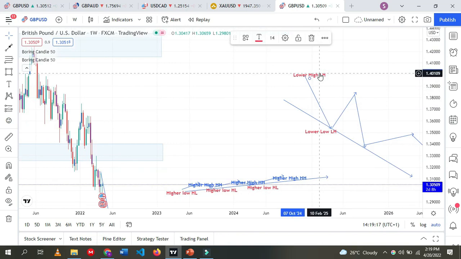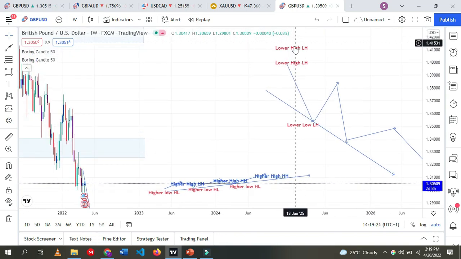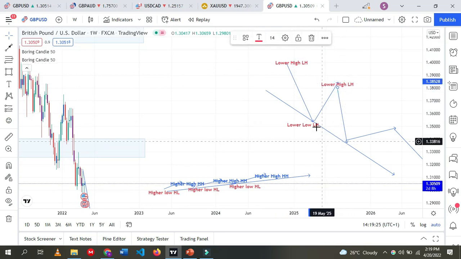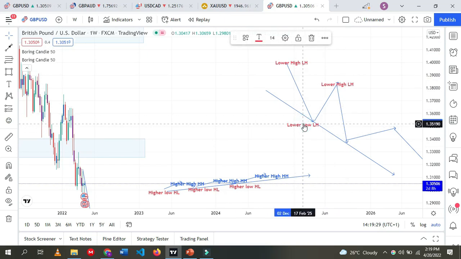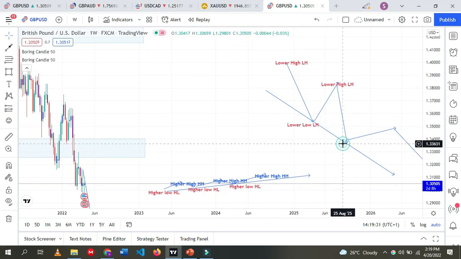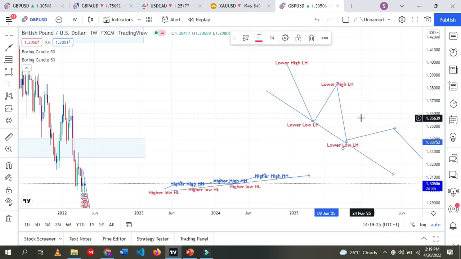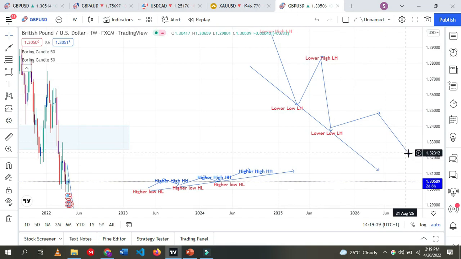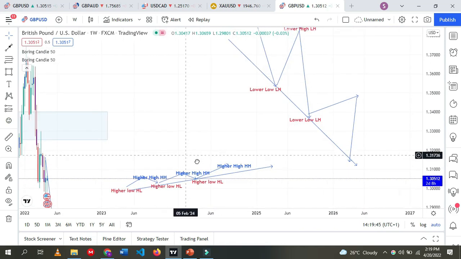Now this is another lower high. This high is higher than this. This is another lower high, and this is another lower low. Lower low here. Same as this is lower high. This is another lower low here. Then it forms another one.